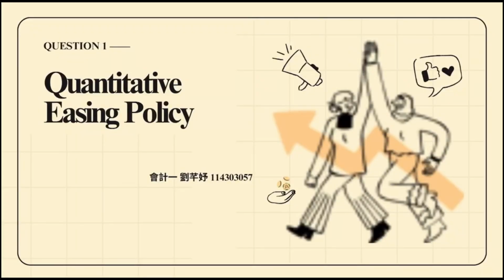So today I will be presenting my analysis on case 1, quantitative easing policy, and we will examine how this unconventional monetary tool evolved in the United States and Japan, differentiate it from conventional policies, and analyze its mechanisms through the microeconomic models, including the money market and the AD-AS frameworks.